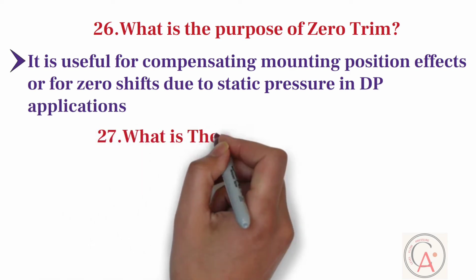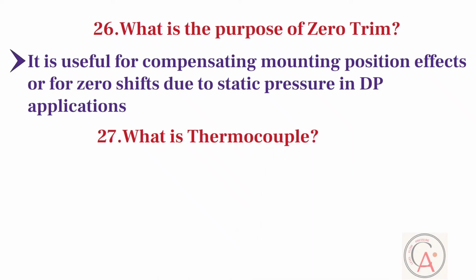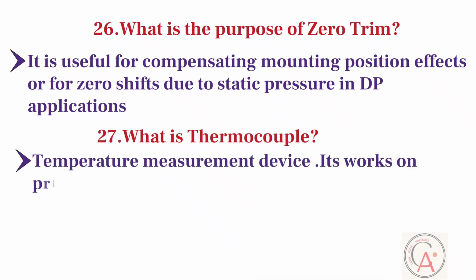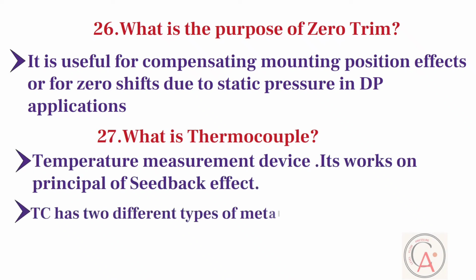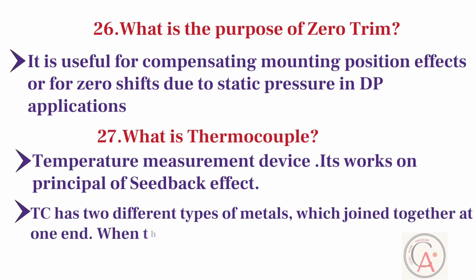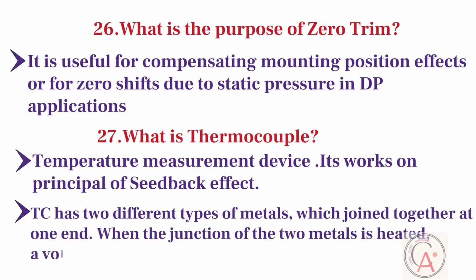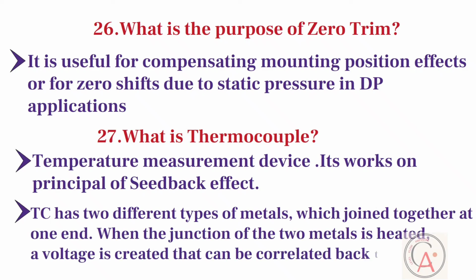My next question is, what is thermocouple? Thermocouple is a temperature measurement device, and it works on principle of Seebeck effect. Thermocouple has two different types of metals, which are joined together at one end. And when the junction of the two metals is heated, a voltage is produced that can be correlated back to the temperature.